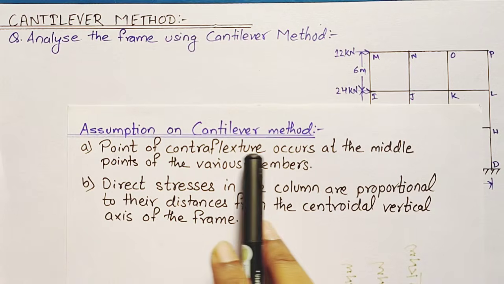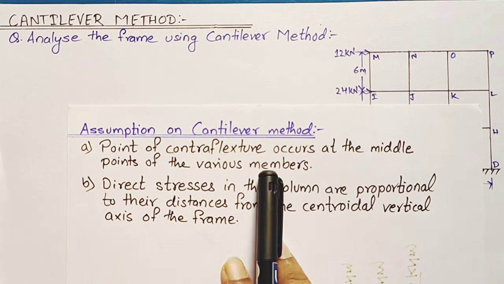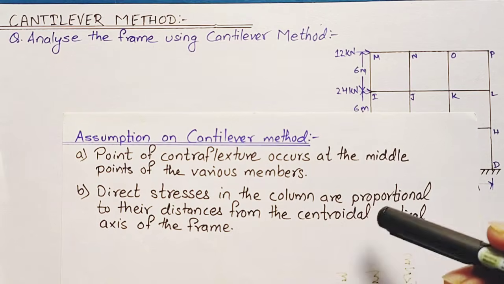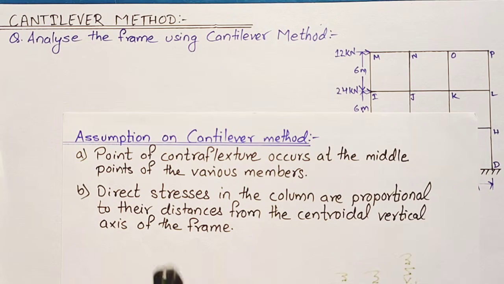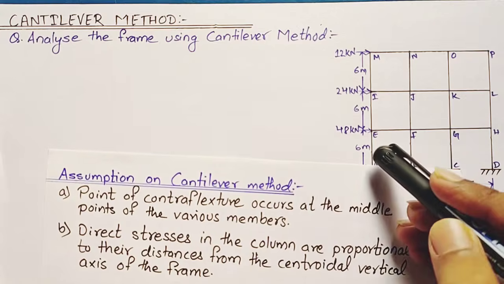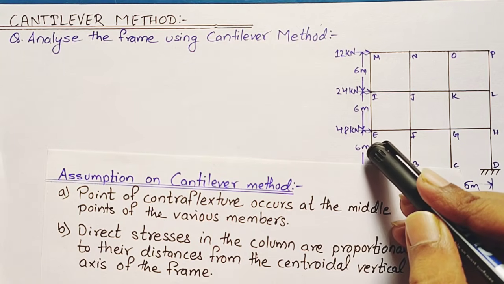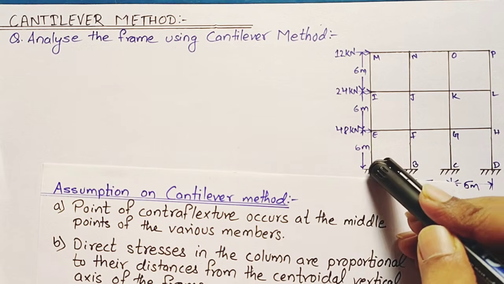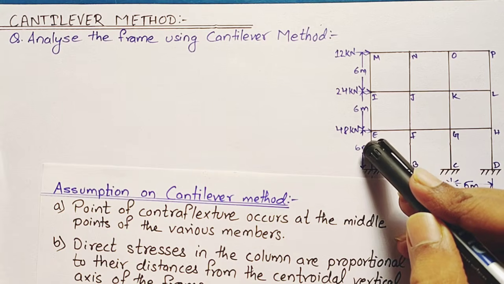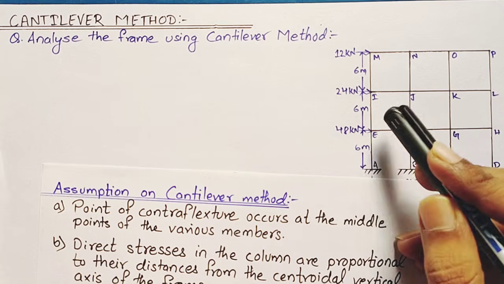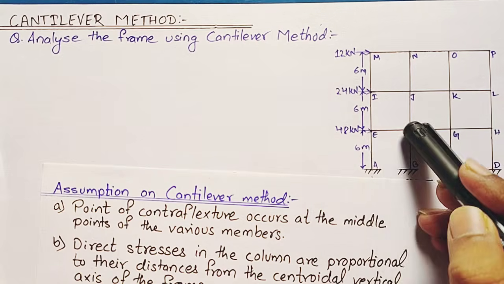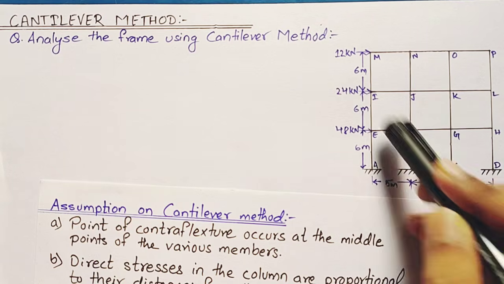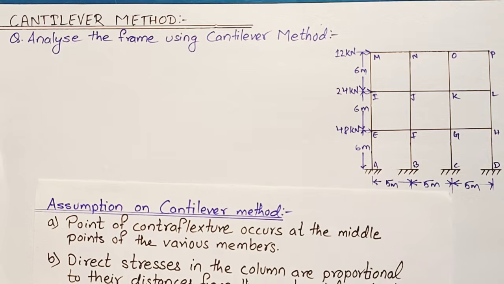One is that the point of contraflexure occurs at the middle point of the various members. So basically a frame comprises two members, that is the vertical member called column and the horizontal member called beam. So the point of contraflexure will be at the middle point, meaning the point where the bending moment will change its sign, positive to negative or negative to positive, that will be at the center of each member. Suppose AE whole span is 6 meter, then its contraflexure will be at the middle of AE, that is 3 meter. Similarly, for EF, this is a beam and the span is 5 meter, so its point of contraflexure will be at half of the 5 meter, that is 2.5 meter. And the same will be for each and every beam and column, that will be at the middle portion.